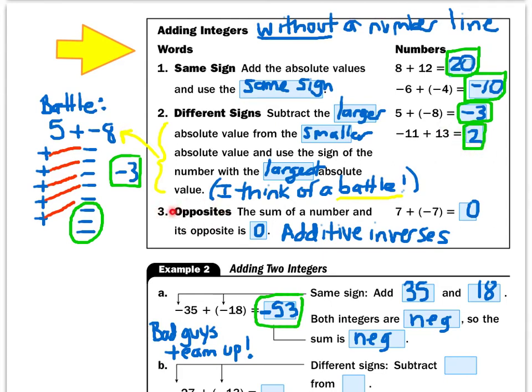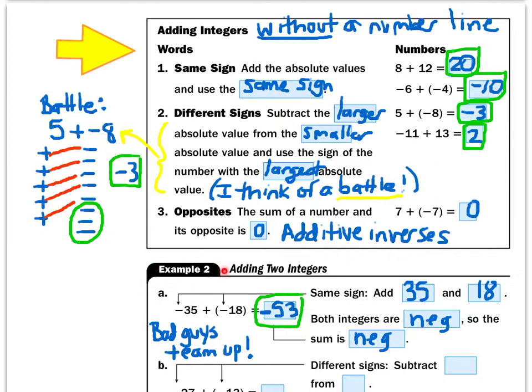With opposites, take a look at number 3. That's where they destroy each other completely. So positive 7 plus negative 7 would destroy each other completely, and we're left with 0. And those are also called additive inverses, so that's an important vocabulary term.